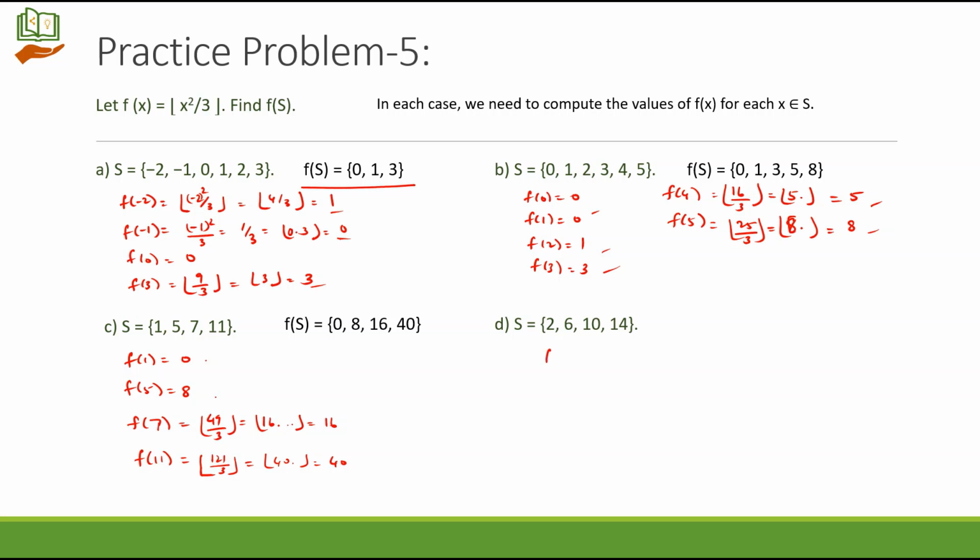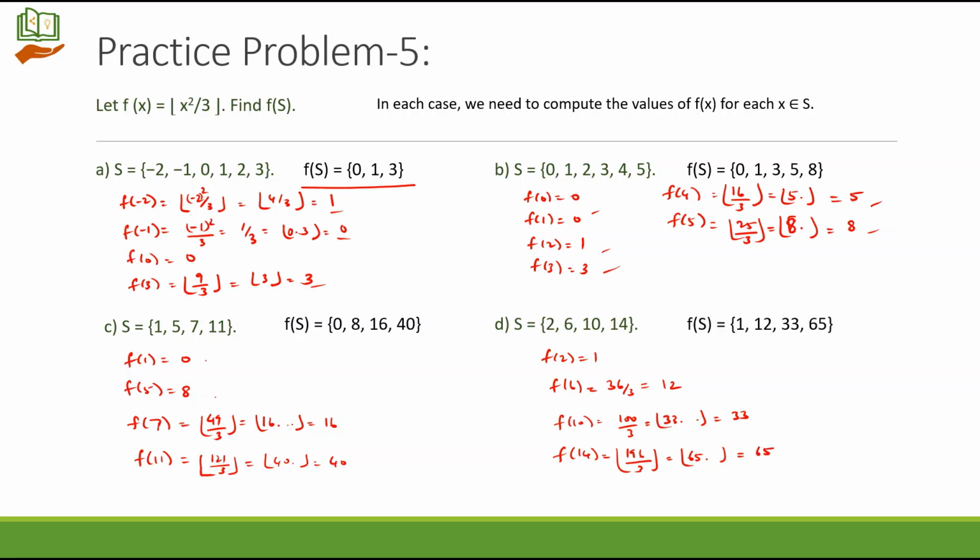Now we know f of 2 is equal to 1. What about f of 6? 6 square is 36 divided by 3, which is equal to 12. F of 10. 100 divided by 3 is 33 point something. Under floor will give you 33. What about f of 14? It is 14 square. This is 196 divided by 3. So this will be giving 65. So the values are 1, 12, 33 and 65.